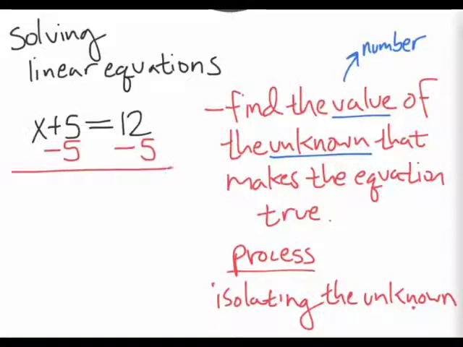Now, look at what this does over here on the left side. We have a plus 5 and a minus 5. Those cancel out, leaving us with just an x on the left-hand side of the equation. And then if we do this math right here, 12 minus 5, we find that 7 is the value that makes this equation true when you stick 7 in for x. So that was a pretty simple example.